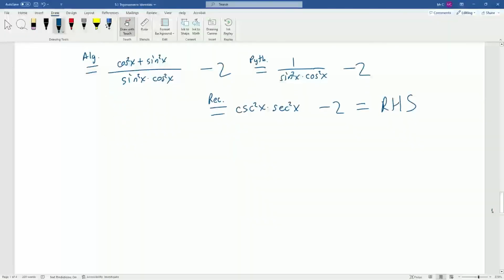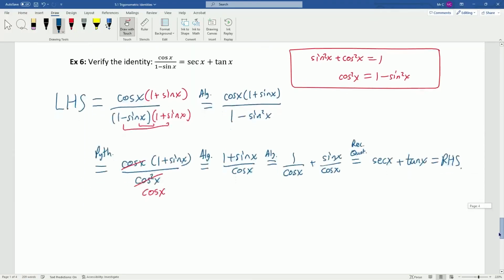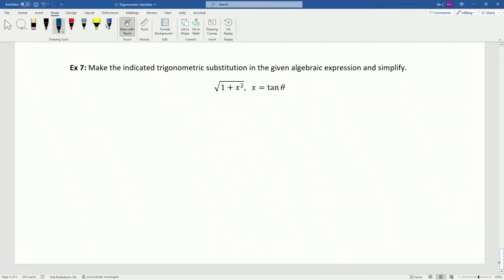Okay, with that all out of the way, let's go ahead and take a look at our last example here. Make the indicated trigonometric substitution in the given algebraic expression and simplify. So this is our algebraic expression, the square root of 1 plus x squared. And we're given that x equals tangent of theta. Now, I should have added a little restriction here, something like theta is between 0 and pi over 2, and it can be inclusive for 0.